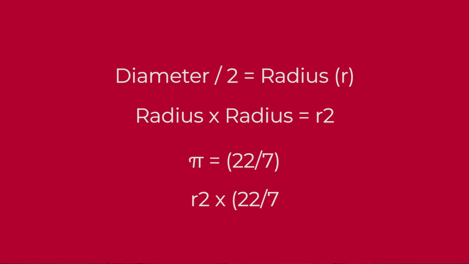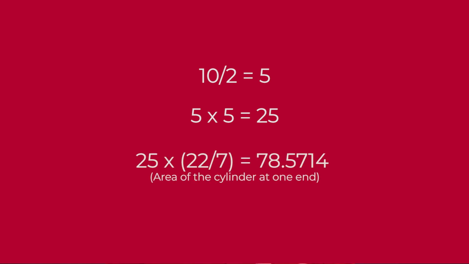Radius squared times 22 divided by 7. That's simple. So let's plug in a package with a 10-inch diameter and a 10-inch length. So therefore we get 10 divided by 2, which equals 5. Remember, radius times radius, so 5 times 5 equals 25. Now we're going to do that times pi. 25 times 22 divided by 7 equals 78.5714, also known as the area of the cylinder at one end.